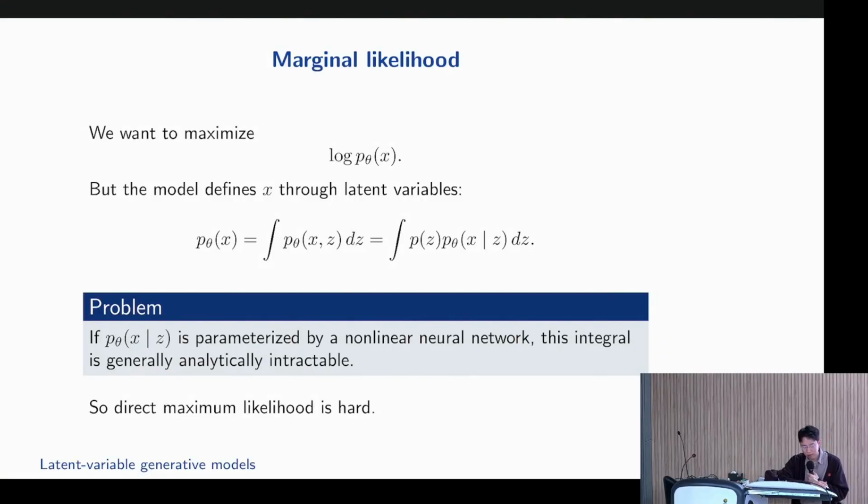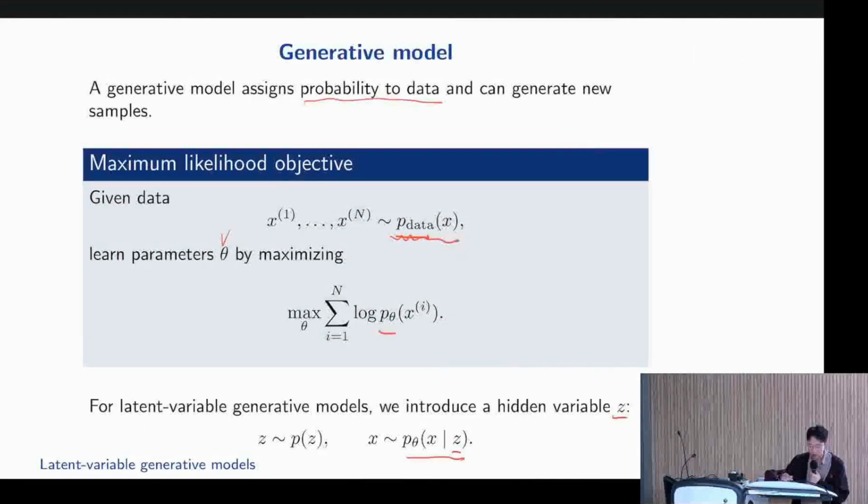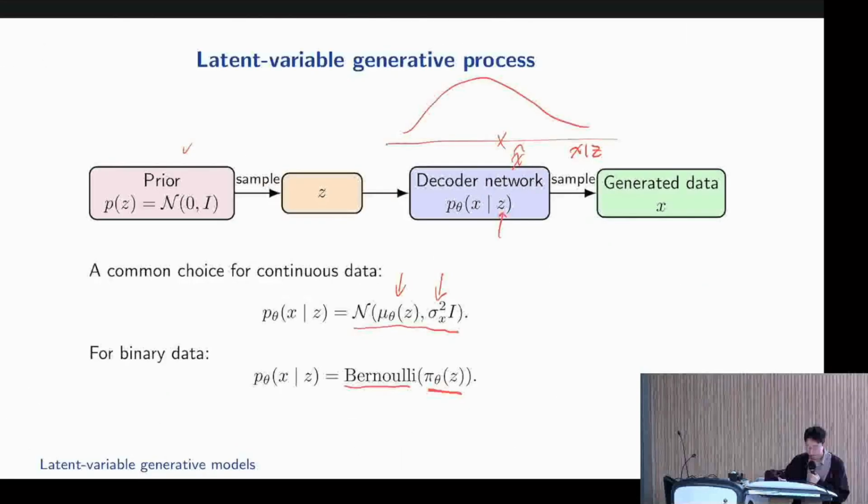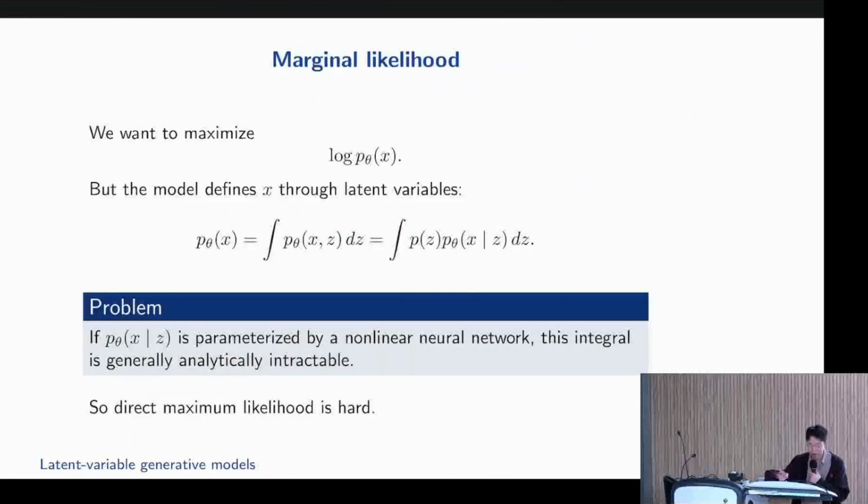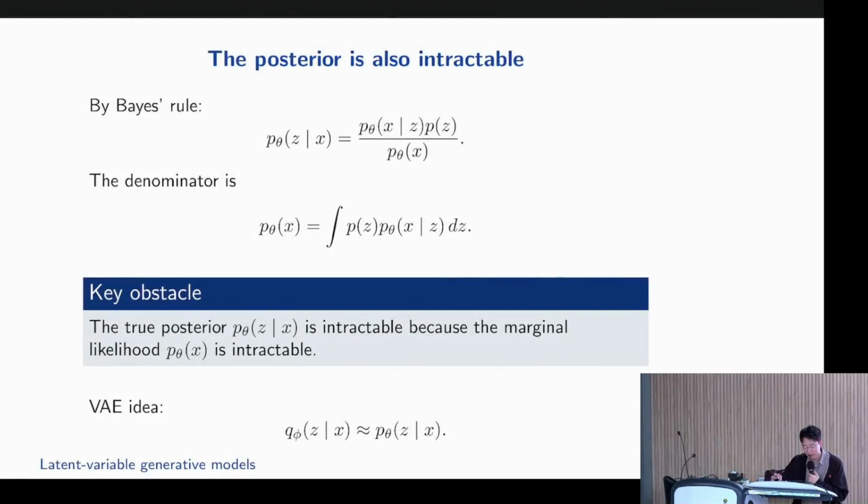Given the data points, given the samples here, we want to maximize the log likelihood. But it turns out, under this latent variable model, we need to marginalize out this nuisance variable. This is complicated because this part is nonlinear, and this integral is generally analytically intractable. So we need to find a different way to maximize this. How do we do this?